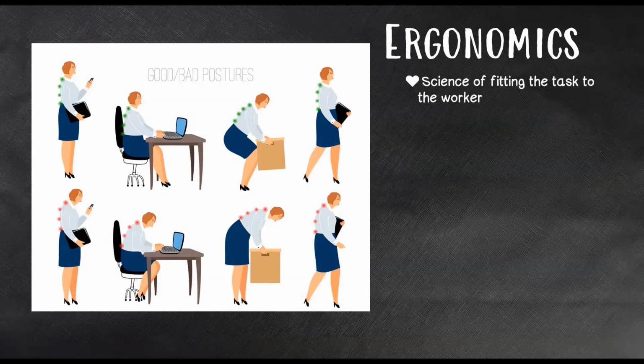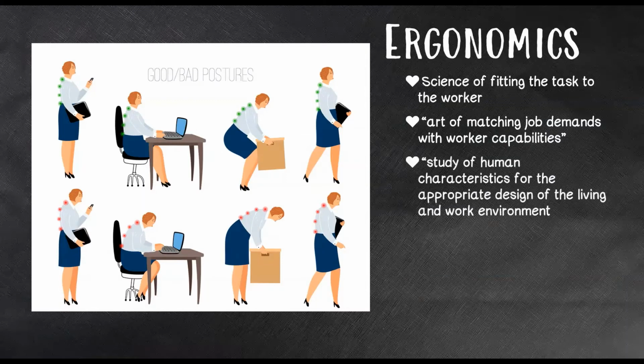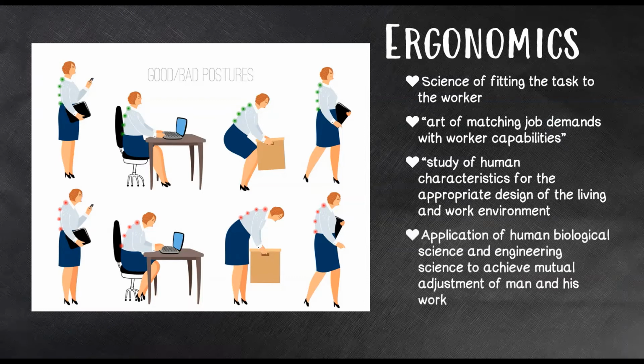Now, let's proceed to the next, ergonomics. Ergonomics is the science of fitting the task to the worker. Ergonomics is the art of matching job demands with worker capabilities. Ergonomics is the study of human characteristics for appropriate design of the living and work environment. Ergonomics is the application of human biological science and engineering science to achieve mutual adjustment of man and his work.